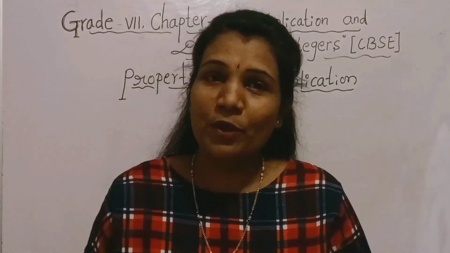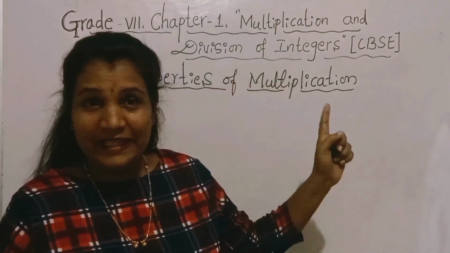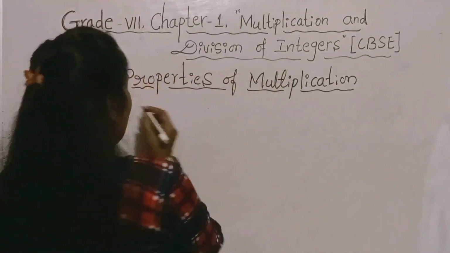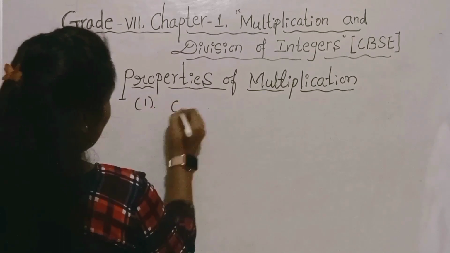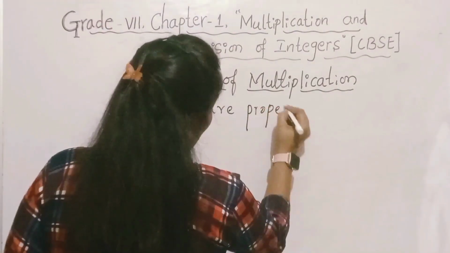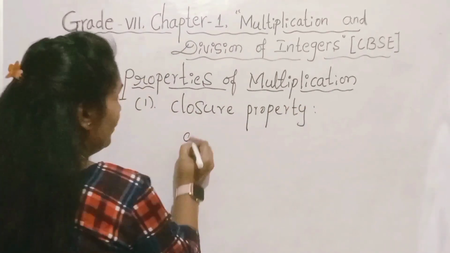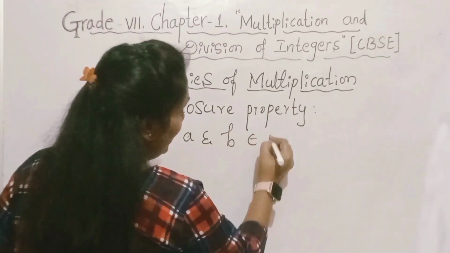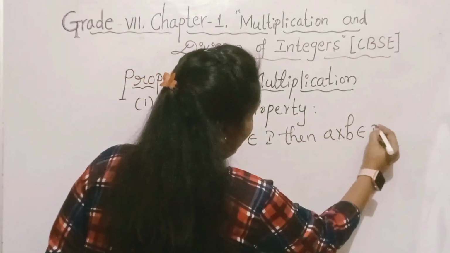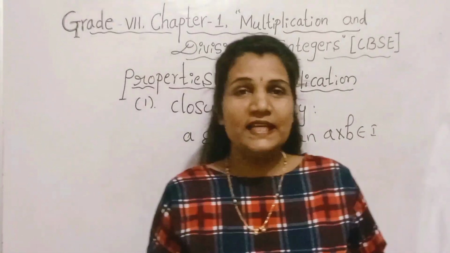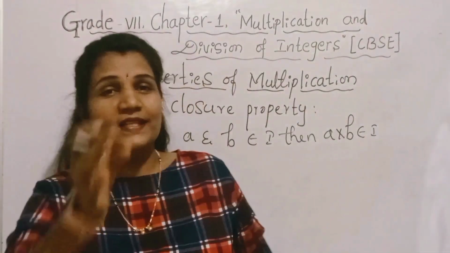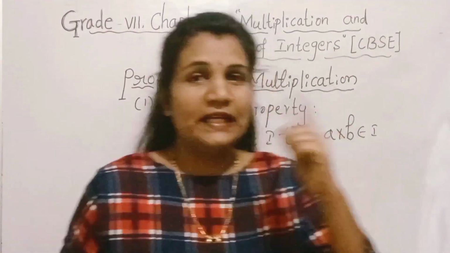Yes, we'll see all the properties of multiplication on integers. The first property is the closure property. What does it say? Closure property: if a and b are any two integers, then a into b is also an integer. Let me check that.